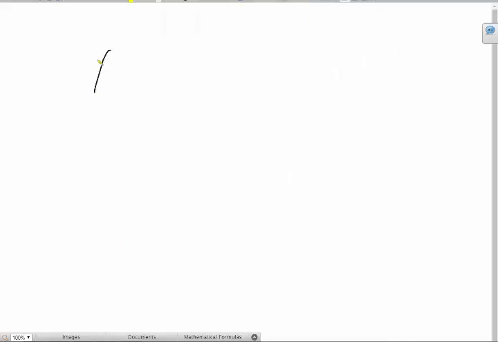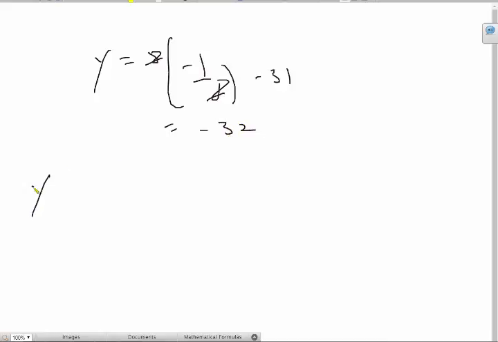So for the first one, we have y equals 8 times minus 1 over 8 minus 31. And that cancels off, and that leaves us with minus 32. And for the second one, we have e raised to 1 over 64 minus 16. And just from looking at this, I can say that they don't intersect at x equals minus 1 over 8. They don't intersect because this is going to be a really small number.